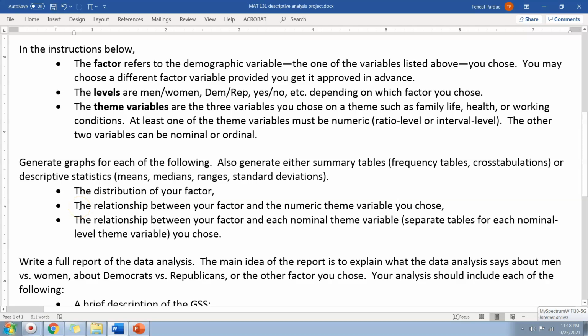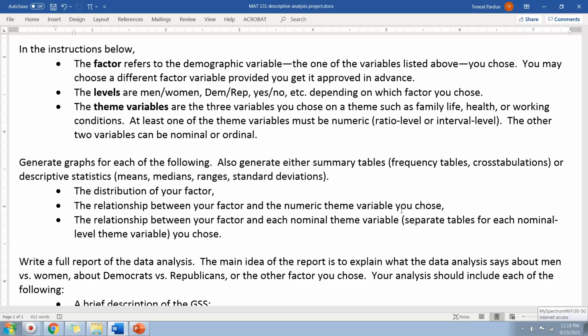You're also going to look at the relationship between your factor and the numeric theme variable you chose. And you're going to compare then across levels of your factor. So you're going to be able to say something like, Democrats have larger values of this than Republicans.